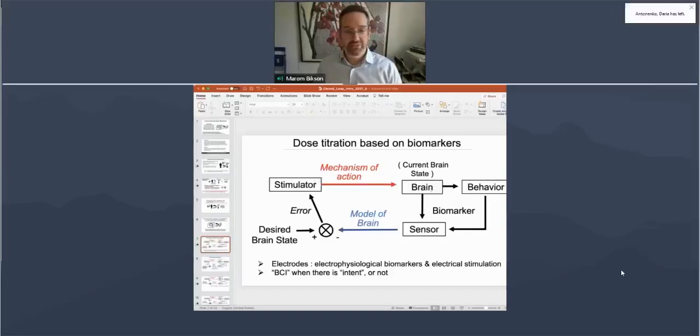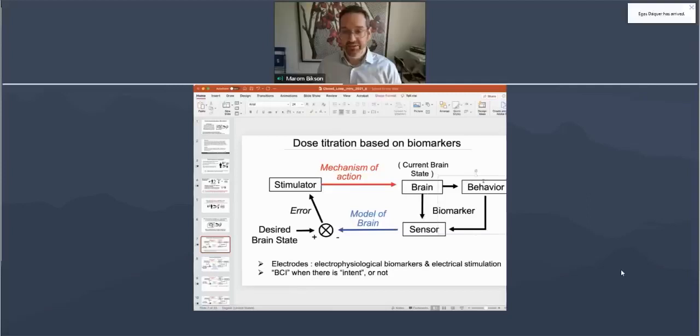This stimulation is also based on what the stimulator is. Is it a deep brain stimulator? Is it a magnetic stimulator? And a mechanism of action, which is a model, right? This is a prediction, and then obviously we will influence the brain. We will change the brain state, and then we can measure that indirectly via a biomarker. Again, we don't have access to true ground truth brain state, and then this loop is repeated.